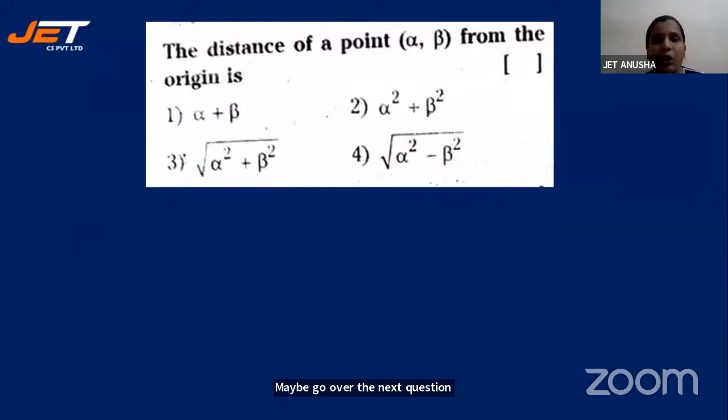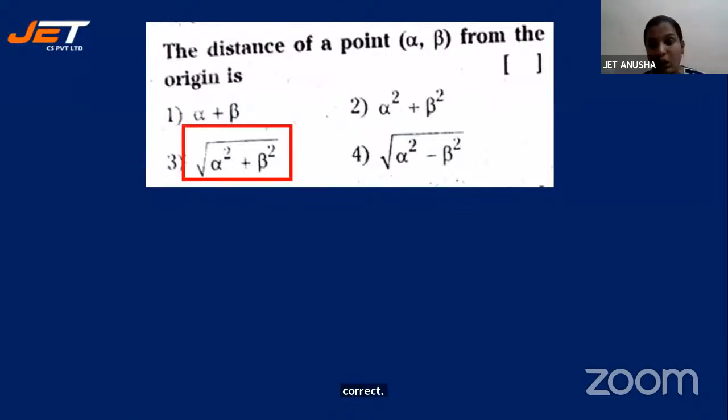See, the distance of a point (alpha, beta) from the origin is. You need to answer me quickly. This is a very easy answer. Taruni 3, Monica 3, Ashwin 3, Avinash, Pavani Sai, almost everyone giving me the third option. So I think this is correct. So let's see what is correct. Option 3 is correct. So very good.